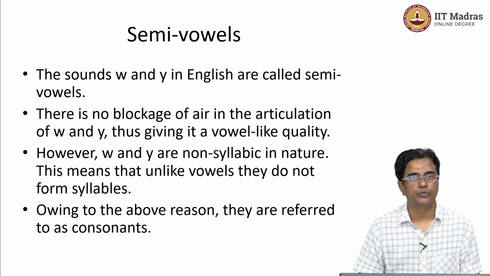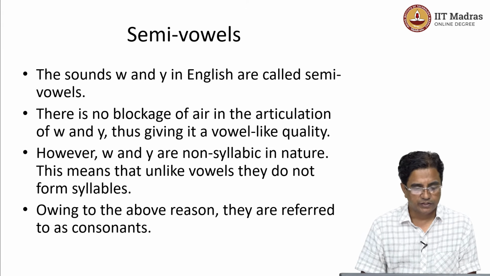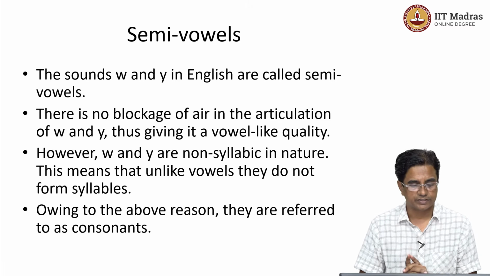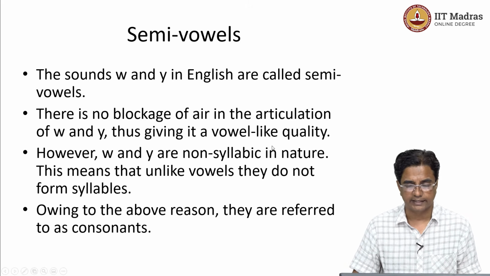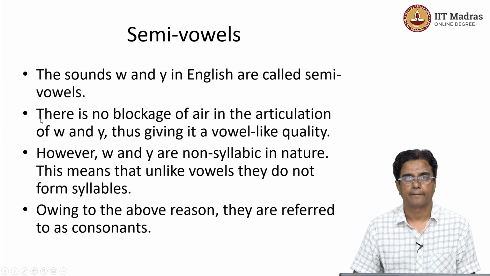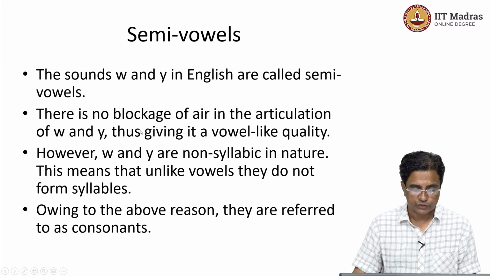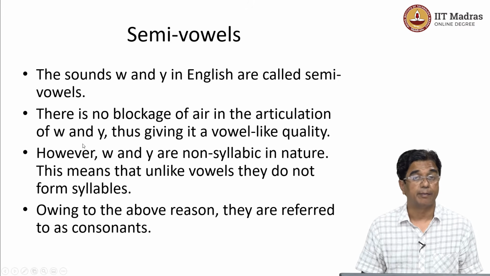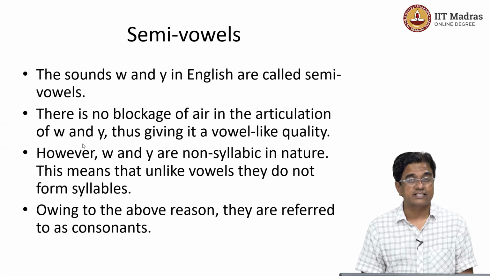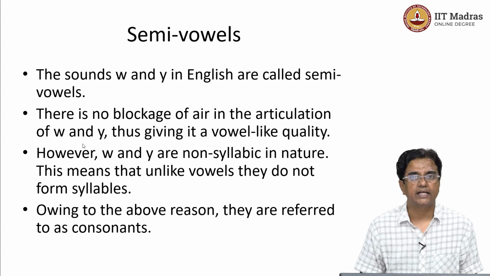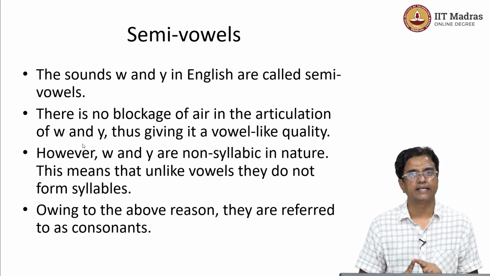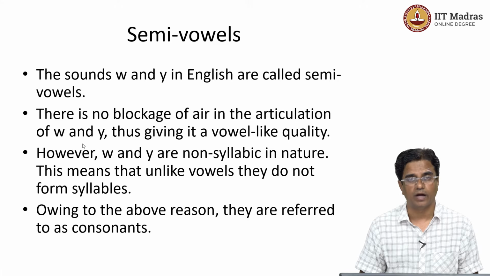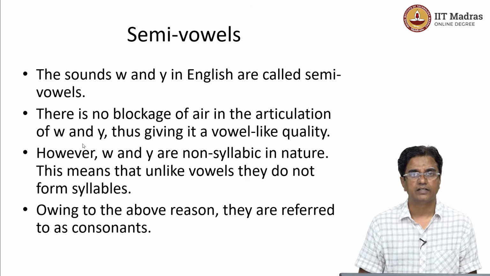Now we move to semi-vowels in this class. There are two sounds. They are wa and ya. They are called semi-vowels in English. There is no blockage of air in articulation of wa and ya. Remember, we discussed in the beginning why they are called semi-vowels. One more reason why they are called semi-vowels and why they appear like a vowel.